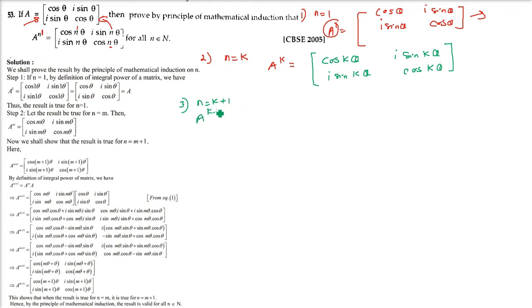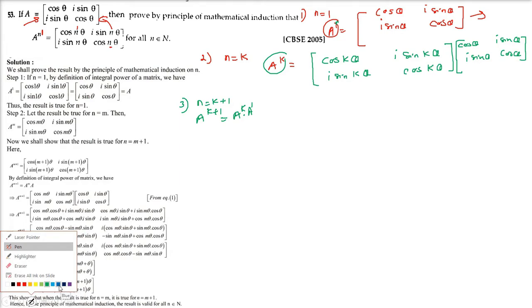So A raised k plus 1. A raised k plus 1 is A raised to the power k and A raised to the power 1. A raised k we have already given here, and A is on the top, the first one. Essentially we are multiplying these two. So I am multiplying these two: cos theta, i sin theta, that is A raised k we have already written, and A raised to the power 1 I am writing: cos theta, i sin theta, and cos theta. Okay, so we need to now multiply these two matrices, and the final answer should give you k plus 1 wherever k is there. Okay, so I am multiplying it now.